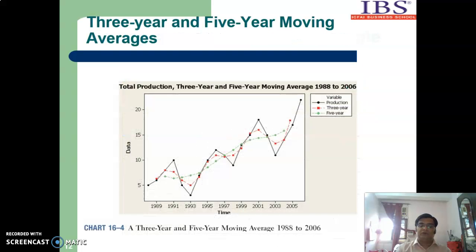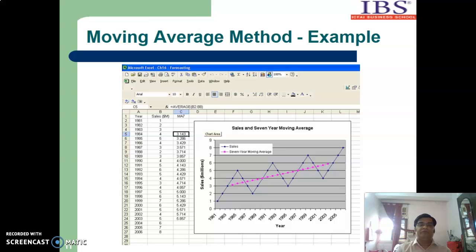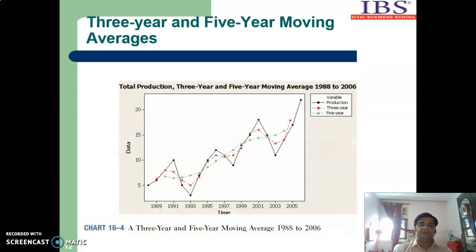The graph I will show you later on. This is the graph. If you see how we are smoothing the data, these are the smoothened data, and this is the sales data. Now this has some seasonal fluctuation and this has been deseasonalized. So the whole method we'll learn here.